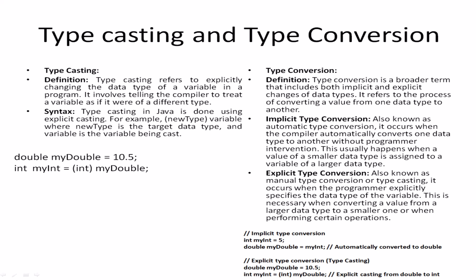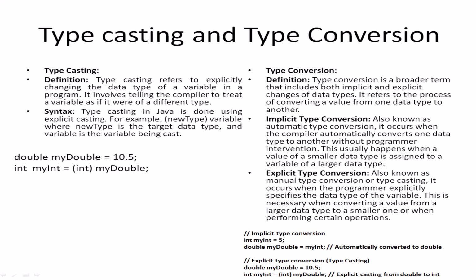Implicit type conversion is also known as automatic type conversion. It occurs when the compiler automatically converts one data type to another without programmer intervention. This usually happens when a value of a smaller data type is assigned to a variable of a larger data type.